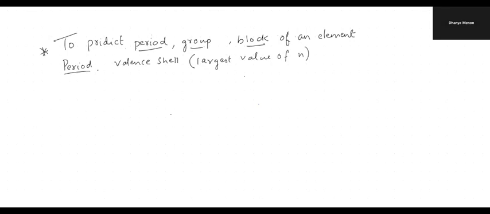For example, if I have a configuration 1s2, 2s2, 2p6, 3s2 (we learned how to write the configuration in one of the videos by the Aufbau principle, right? Today we will be writing a lot of configurations). So this is the configuration of an element, and which is the largest value of n here? 3. So the valence shell is 3. So this element is in period number 3. So this is how we predict the period number of an element.